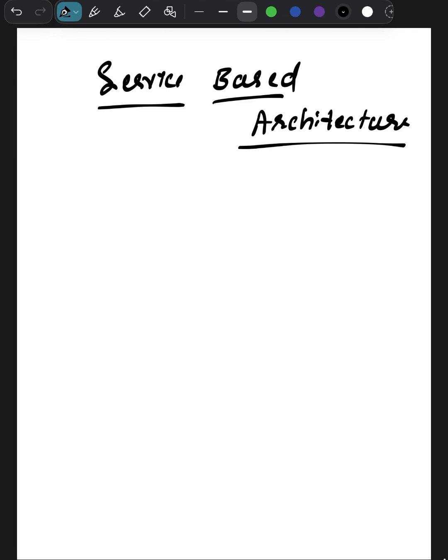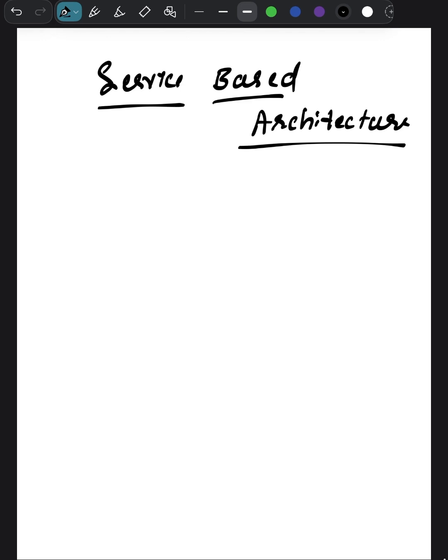This is the power of service based architecture, an architectural style that breaks a large application into independent business services while still keeping the system simple to manage. In this session, we will understand what is service based architecture with banking example.